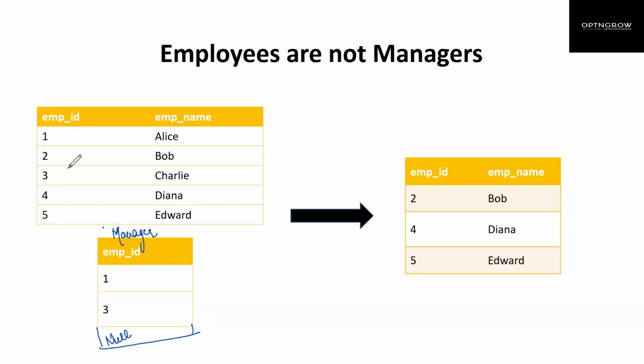So let's check for Bob. 2 is not equal to 1, that's true. So this is going to result in true. 2 is not equal to 3, again that's true. So this will result in true. Fine. Now 2 is not equal to null.